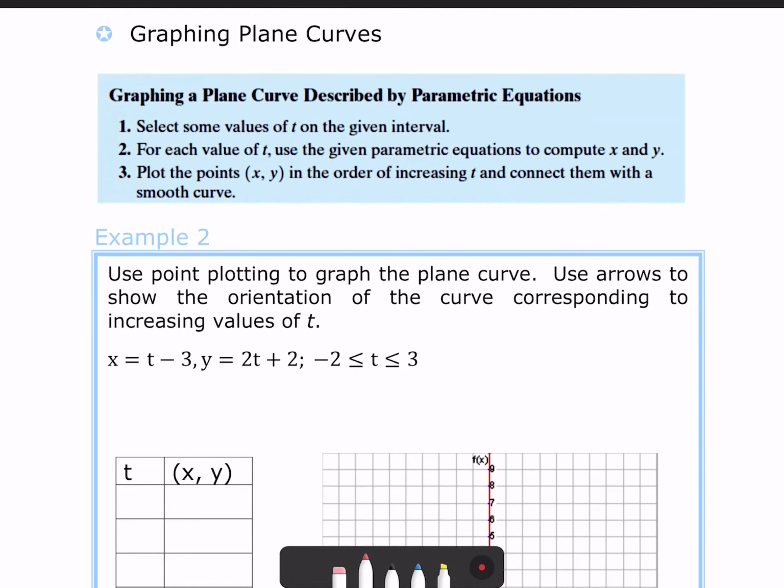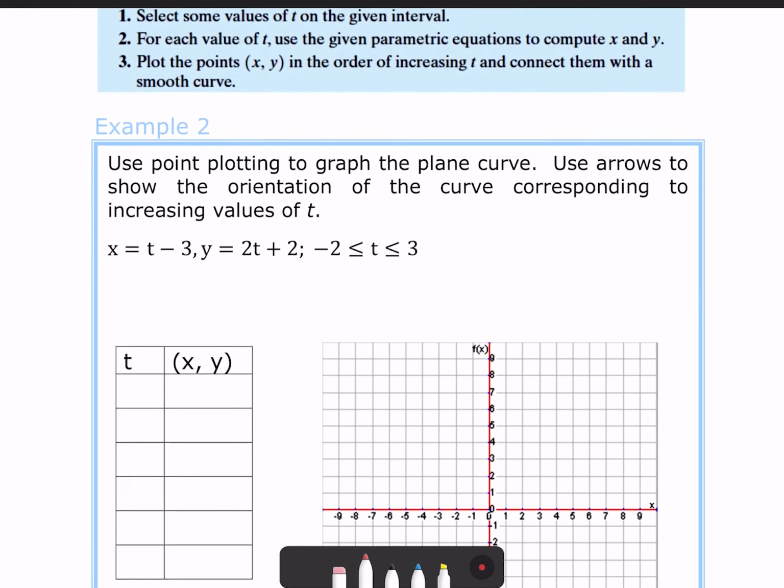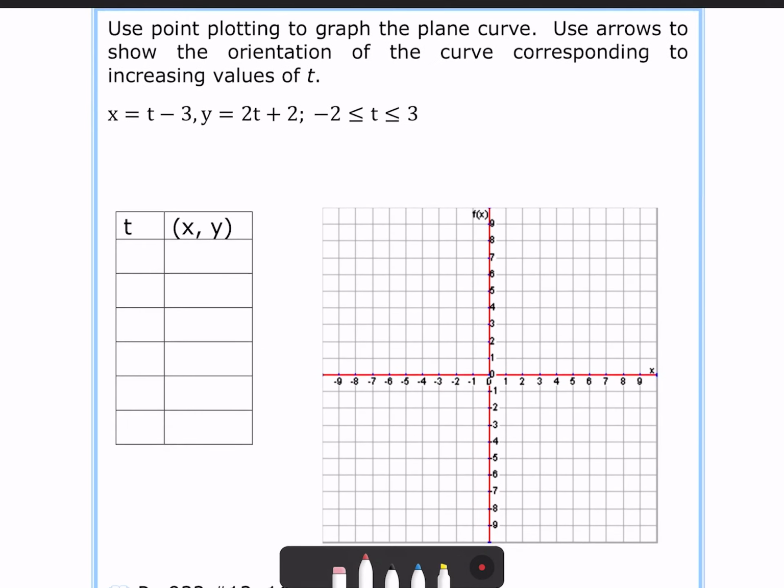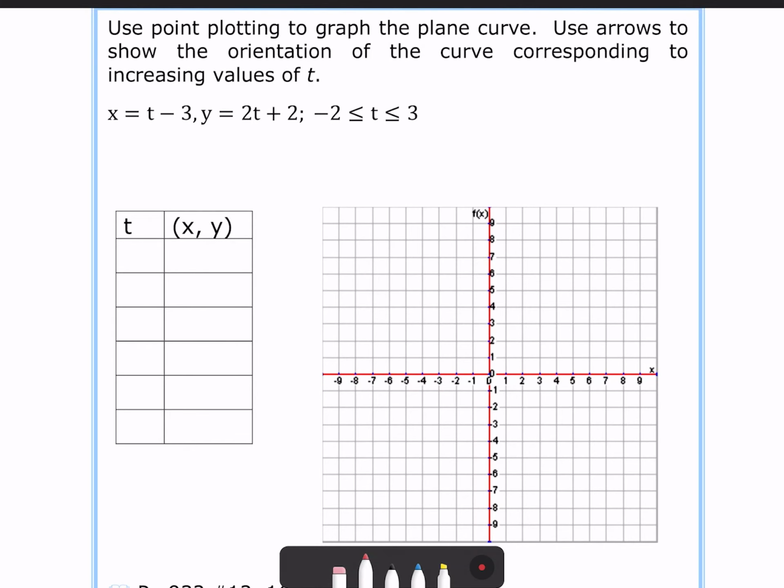And then we start graphing these curves, these plane curves. And the strategy here is to pick some random t values, some thoughtful t values, some convenient t values, and plug them into the equation, generate some x and y ordered pairs, and plot some points in order to get the curve.